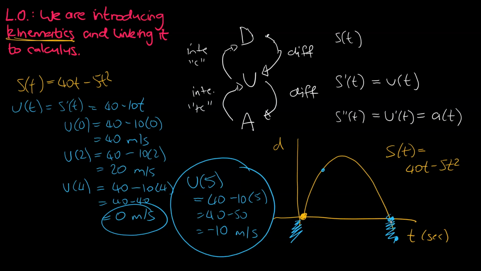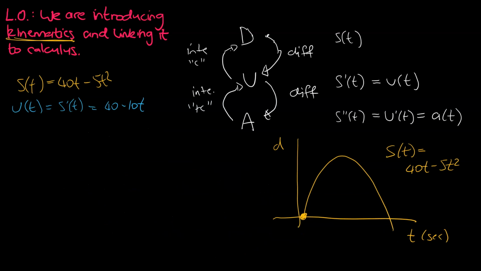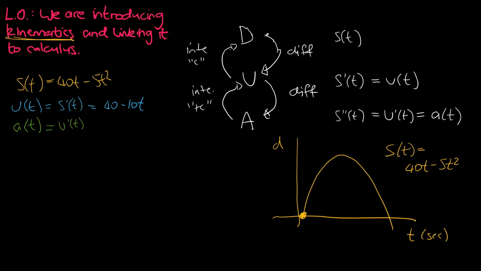This time around, I'm pausing the video. So if you haven't got this down, please do. Okay, we're back. We're at our final step. We're now trying to find the acceleration of the ball at any particular point. So the acceleration in terms of time is equal to the derivative of the velocity, which is equal to the second derivative of the displacement. And in our case, that is simply negative 10.